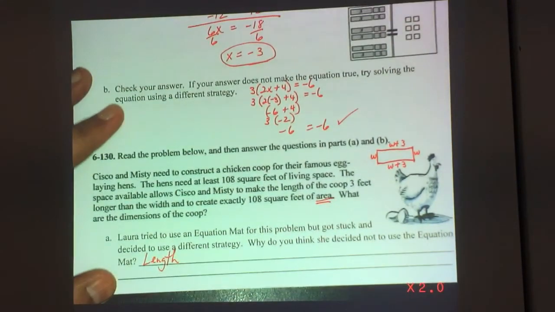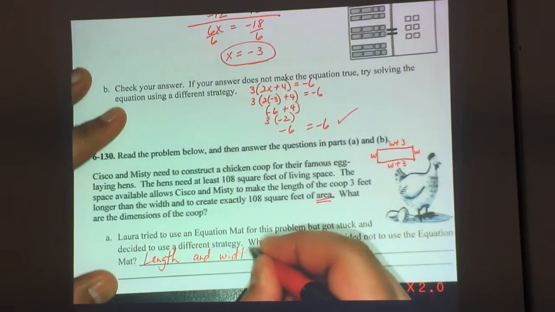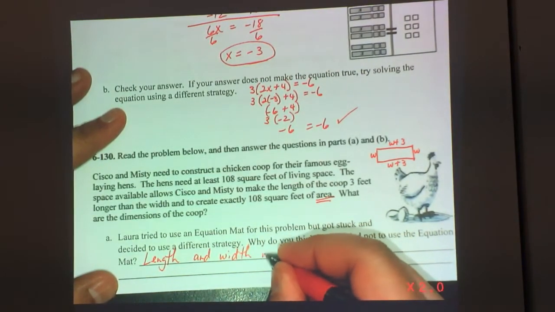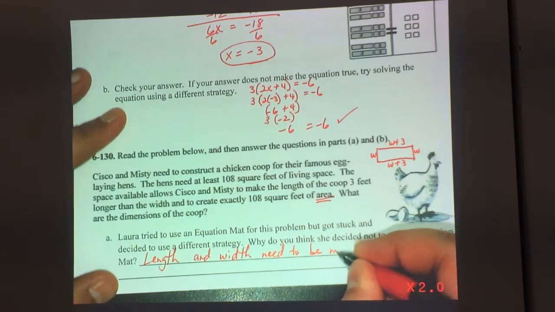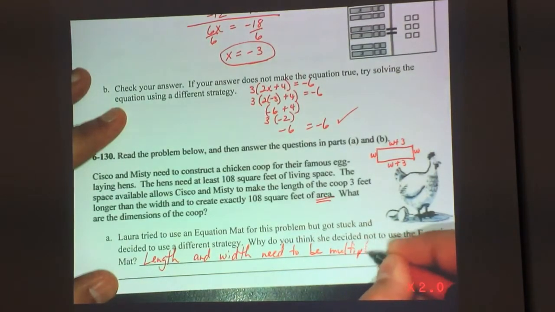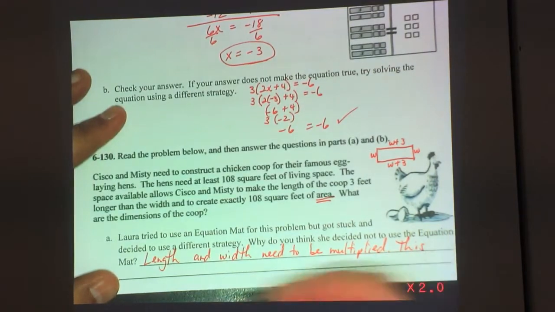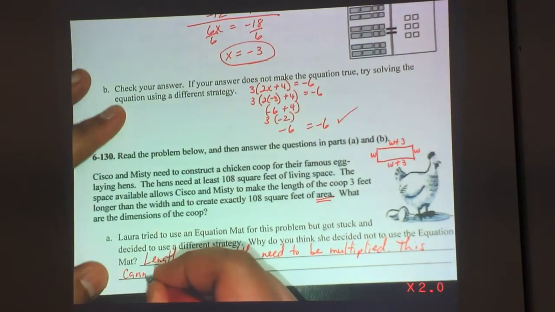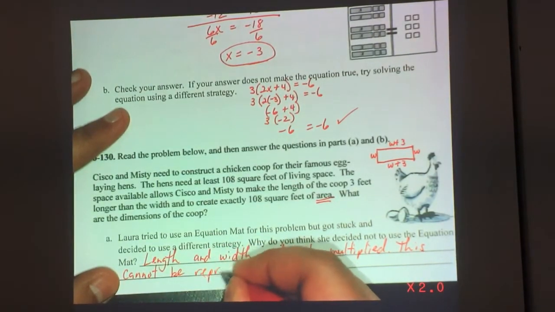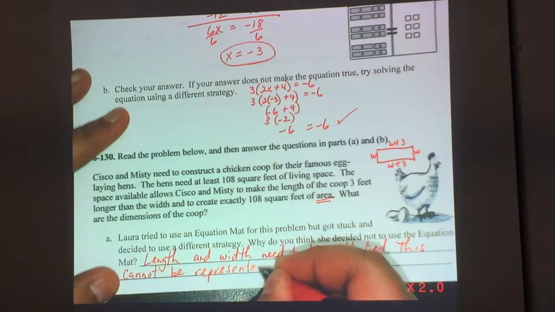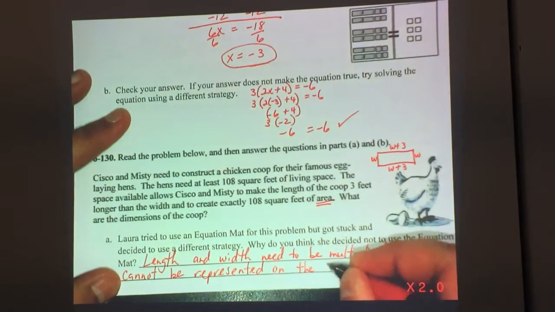Length, oops, I'm sorry, kids. Length and width need to be multiplied. This cannot be represented on the mat.